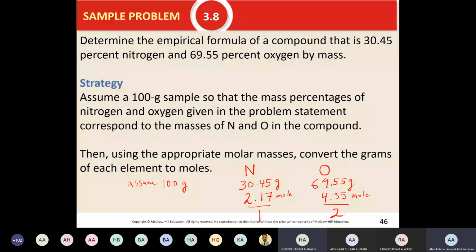Is this clear? So what do I do? I divide by the smallest number. Clear? And this is 1 and this is 2. From this, when you divide by the smallest number, you have the ratio of the moles, then you can find the empirical formula. Simply, in this case it is NO2. So if I give you the percent of the components, then you can find the empirical formula by this method.